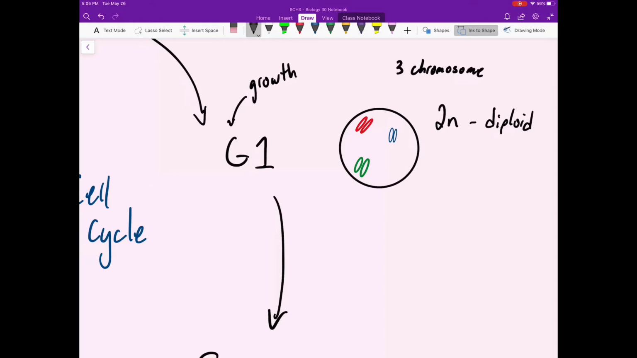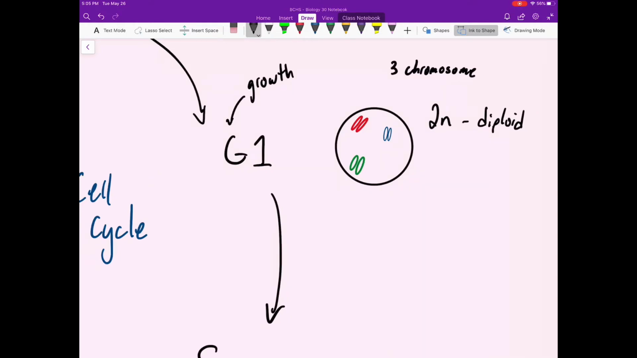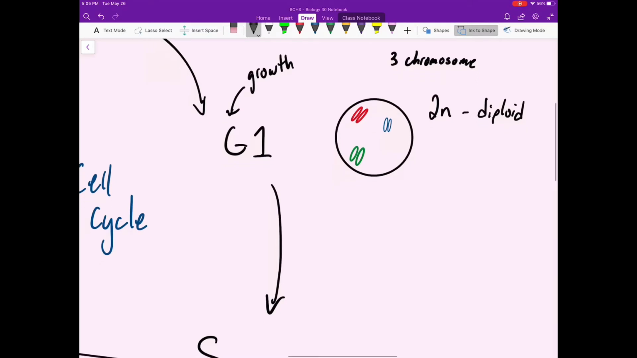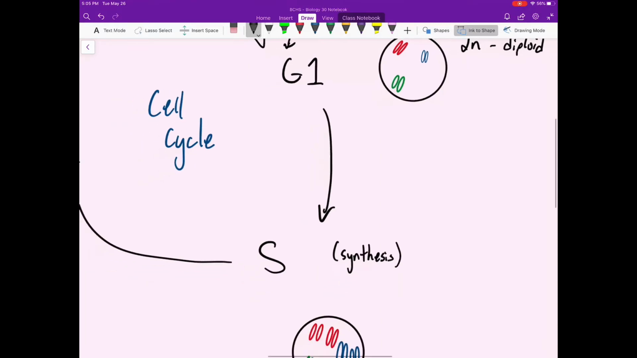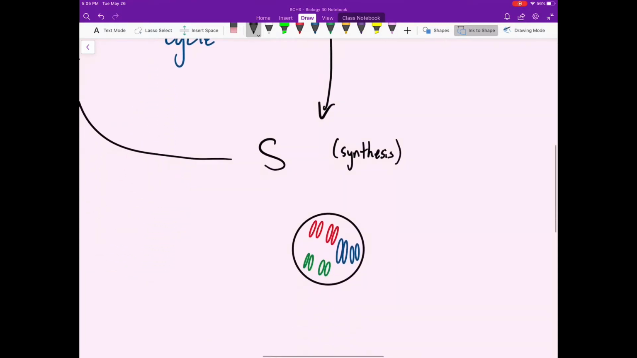It's not polyploid. Now, the G1 stage is actually pretty unremarkable. All that happens is the cell's cytoplasm gets larger. It undergoes regular cellular metabolic activities. The cell just gets bigger. It's not until we get to the S stage, and S stands for synthesis. The synthesis stage of the cell is characterized by duplication of the DNA.